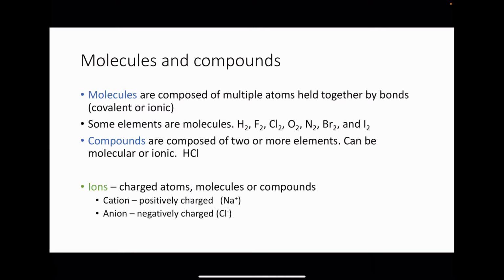And then another definition that's kind of just thrown in here, we're not going to use very much, but it can show up. There are ions, so if you have something that is charged, either an atom, molecule, or a compound that's charged, they are called ions. If they're positively charged, they're cations. Negatively charged, they're anions. And here I show examples.